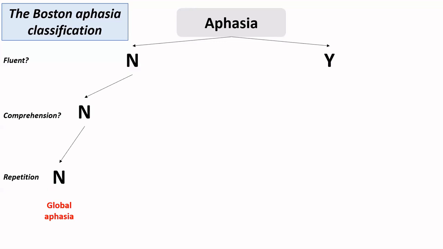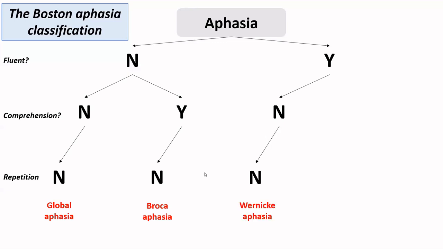Then everything is involved: Broca, Wernicke, and the arcuate fasciculus. If the patient has no fluency but has intact comprehension, and is not able to repeat, well, that's a Broca aphasia. Then, if the patient is fluent but has no intact comprehension, well, that's a Wernicke aphasia, and you will not be able to repeat. So we have basically already the three most important types of aphasia.